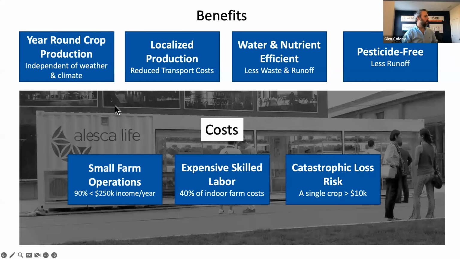But they also have their own costs. A lot of these are small farm operations, so they're operating on lower budgets. Farm labor is extremely skilled and expensive. It's the single largest cost item. Also, skilled labor is becoming less and less common each year. And there's catastrophic risk of loss. For example, if a farmer comes in and finds their crop dead in the morning, that's tens of thousands of dollars that they're out. So we'd like to mitigate those.